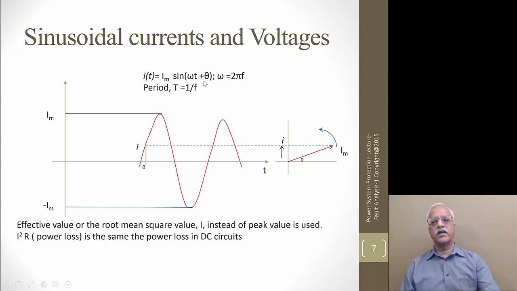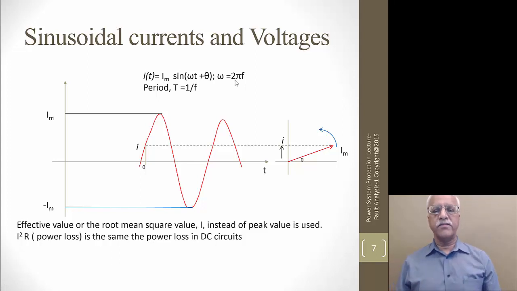That is what we are looking at here. And then the period of this sinusoidal waveform is 1 hour, and frequency is the inverse of that. So if you have a sinusoidal waveform, the vector is rotating at an angular frequency, and the angular frequency in radians is given as 2 pi f. So it is a rotating vector, and we call this a phasor.